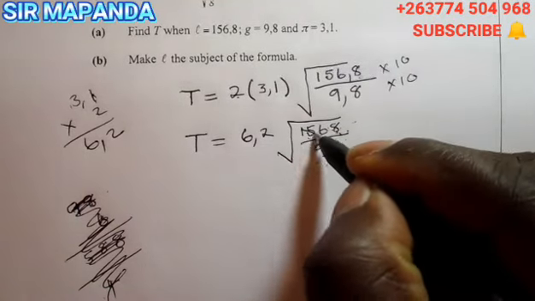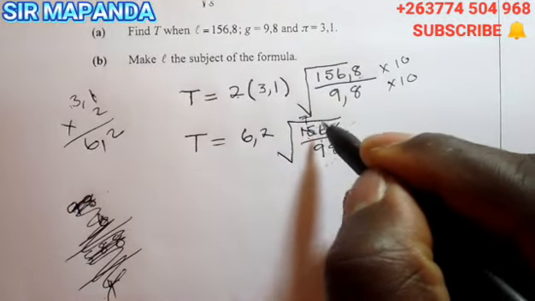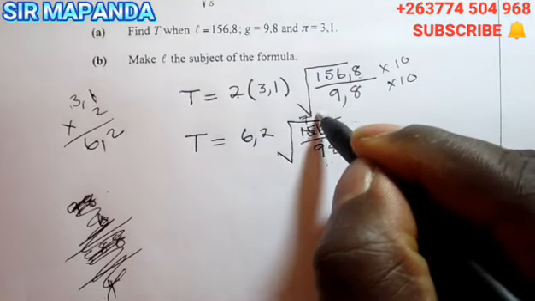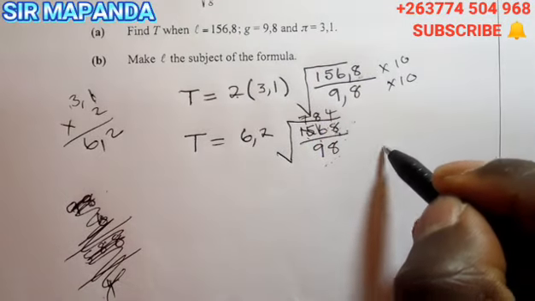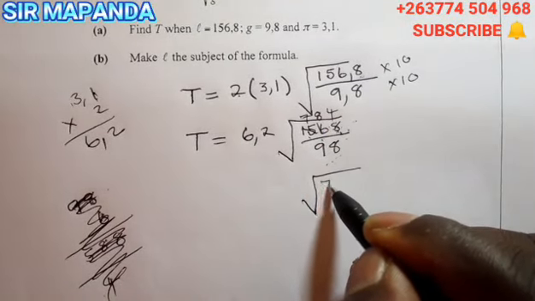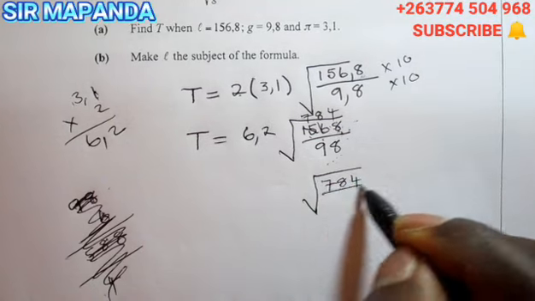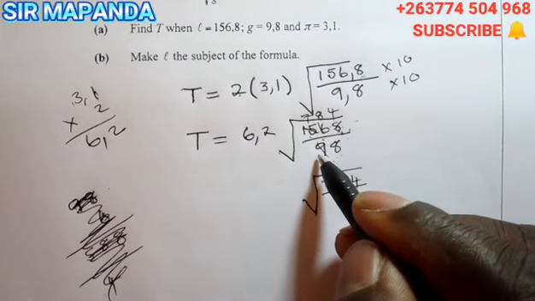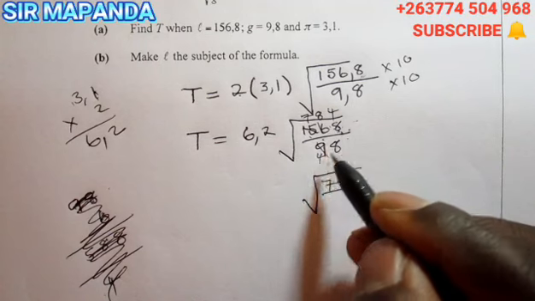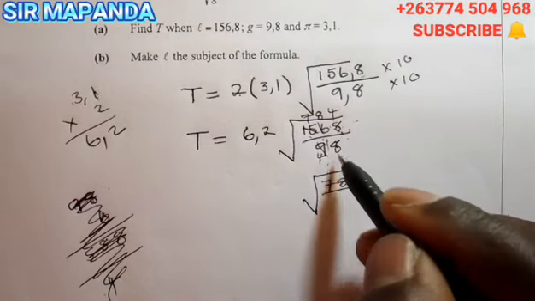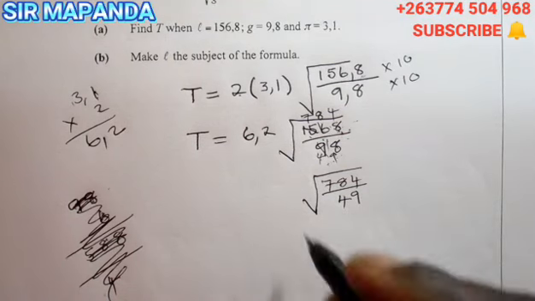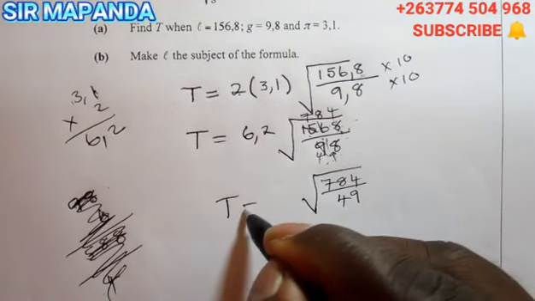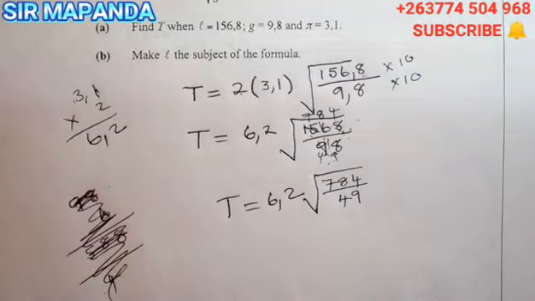Right. 2 into 15, you get 7. Remainder 1. 2 into 16, you get 8. 2 into 8, you get 4. So we now have square root of 784. 2 into 9, you get what? You get 4. Remainder 1. 2 into 18, you get 9. So you put 49. So we now have t is equal to 6,2 square root of 784 over 49.